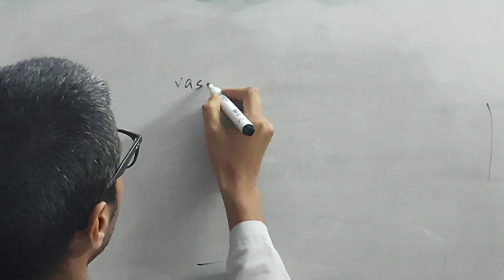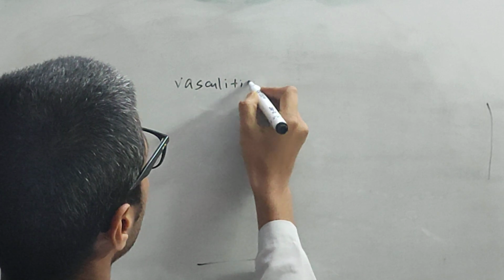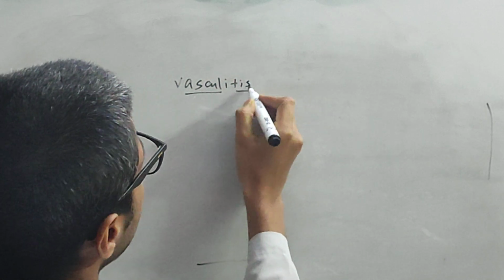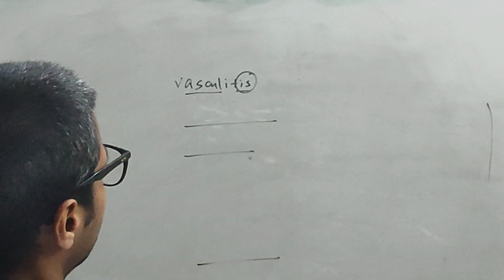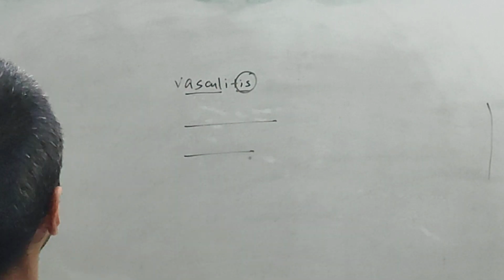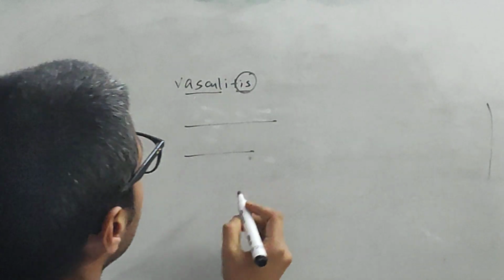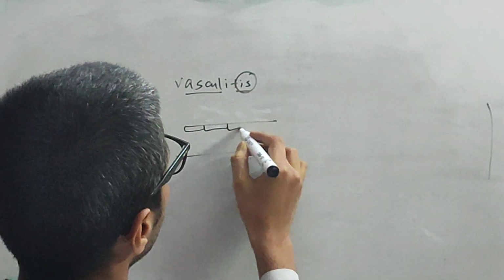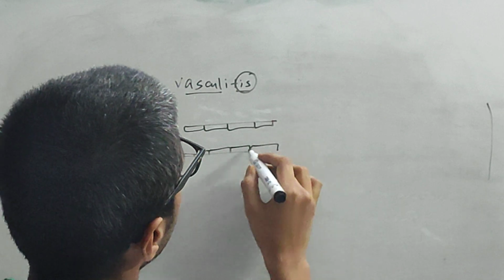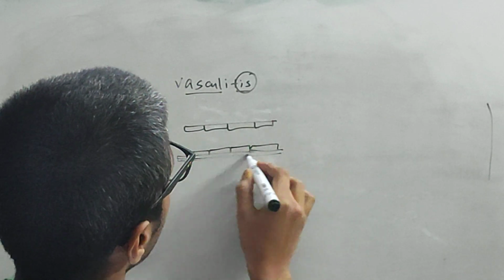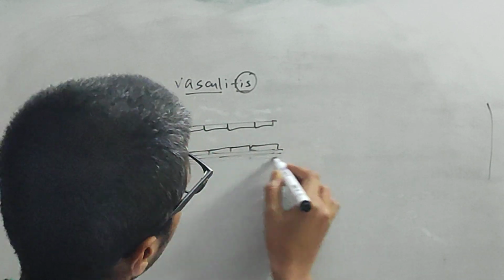Today we will be talking on vasculitis. So let me write it here, vasculitis. So what is vasculitis? As the name implies, it is inflammation of the blood vessels. So let me draw the blood vessel for you. So this is the blood vessel, this is the endothelial lining, you can see, and this is the basement membrane, and here this is muscular layer, and here adventitia.